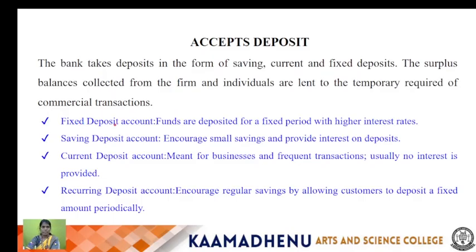Next, fixed deposit account. Funds are deposited for a fixed period with higher interest rates. Next one, saving deposit account. Encourage small savings and provide interest on deposit. Third one, current deposit account. Meant for business for frequent transactions. Usually no interest is provided. Recurring deposit account. Encourage regular savings by allowing customers to deposit a fixed amount periodically.